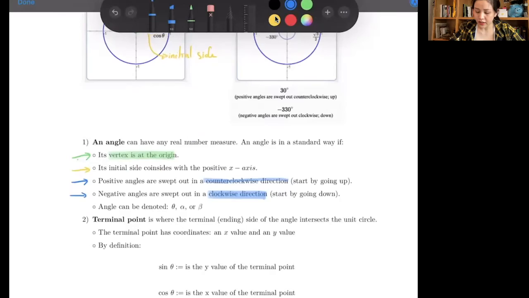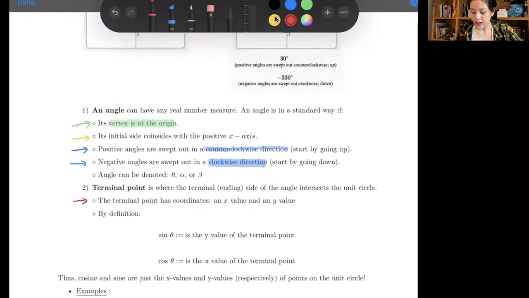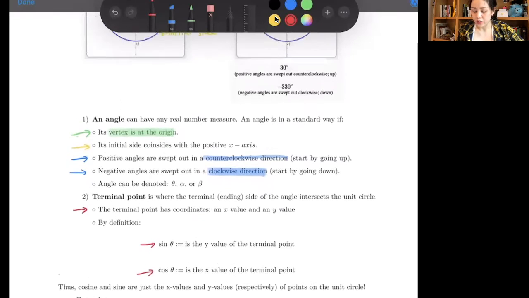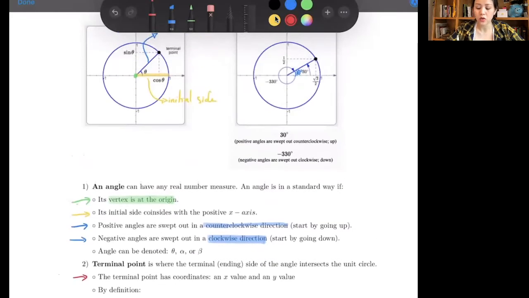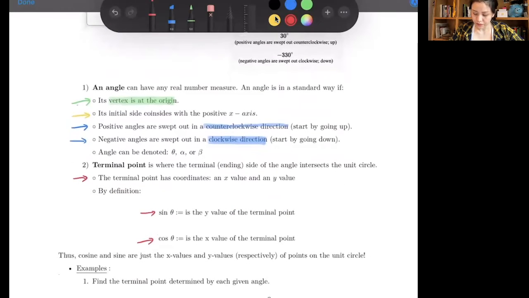The terminal point has coordinates, an x value and a y value. By definition, sine theta is the y value of the terminal point, and cosine theta is the x value of the terminal point. Okay, so just remember, x is cosine, and then y is sine. So thus cosine and sine are just the x values and y values respectively of the points on the unit circle.